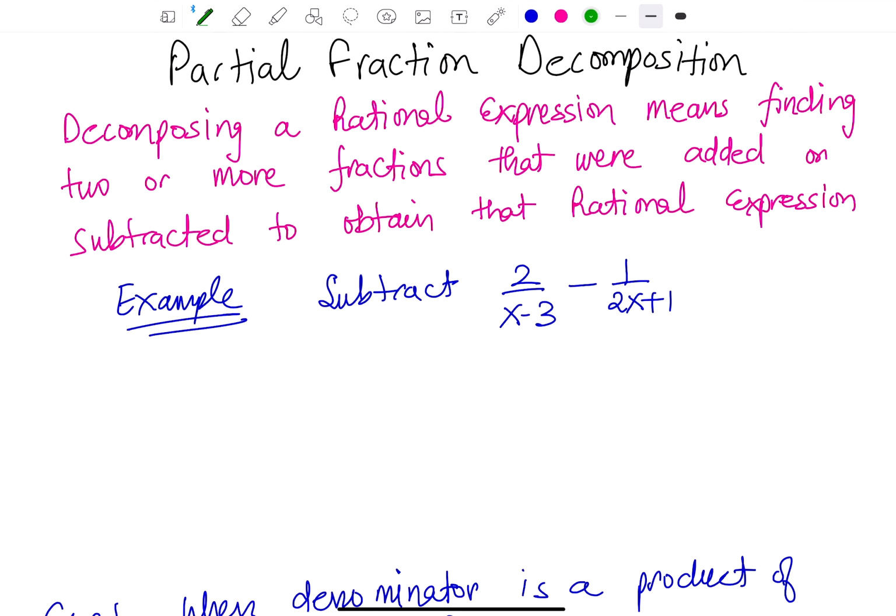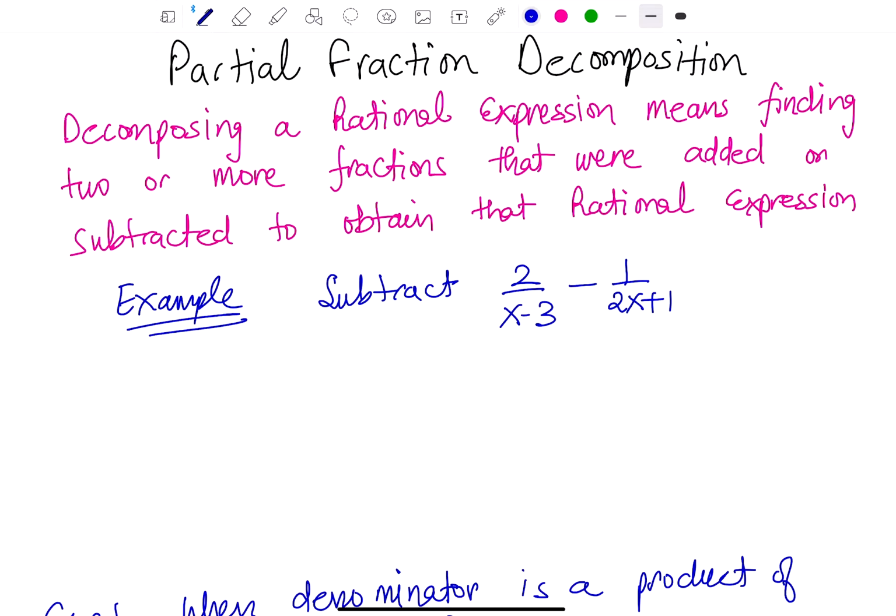This video covers partial fraction decomposition. Decomposing a fraction, or decomposing a rational expression, means breaking it into two or more fractions that were added or subtracted to obtain that rational expression. Here's an example. So I am here to subtract two rational functions or rational expressions.